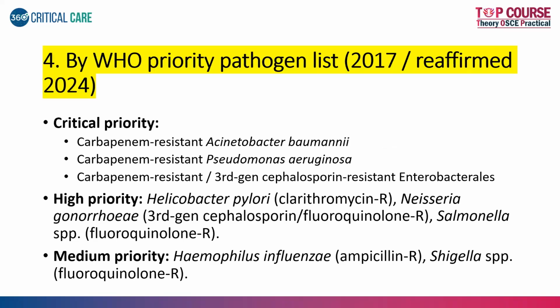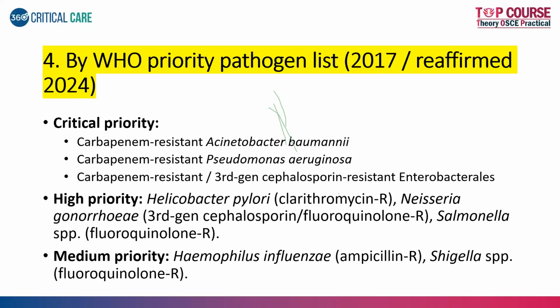Coming to the last type of classification, this is the WHO priority pathogen list. If you remember this, well and good, but this is only a take home or a brownie point for your practicals. Remember the critical priority list was actually released long ago in 2017, when we started noticing that most of the antibiotic pipeline was drying up.